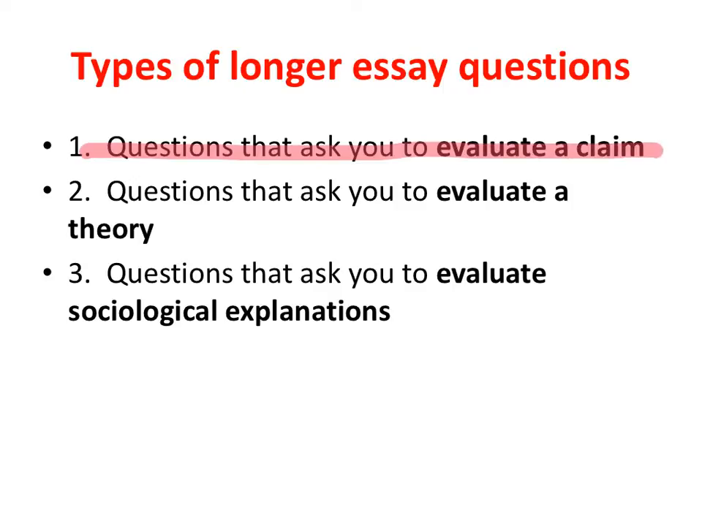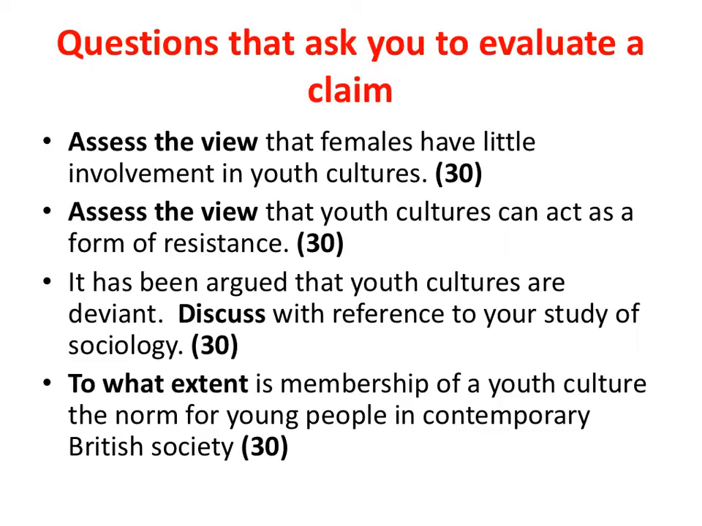So if we look at the examples of 30-mark questions that we can see on the screen at the moment, although they're worded slightly differently, they're all requiring you to look at the arguments and evidence for and against a particular viewpoint. That is, I think, most obvious if we look at the first two questions, where the command is to assess a view, but in this third question, where the command word is discuss, you would still set out the arguments for and against the view that youth culture is deviant, and in this last question, which asks you to what extent is membership of youth culture the norm for young people, you would still set out that answer by looking at the arguments for and against that particular viewpoint.